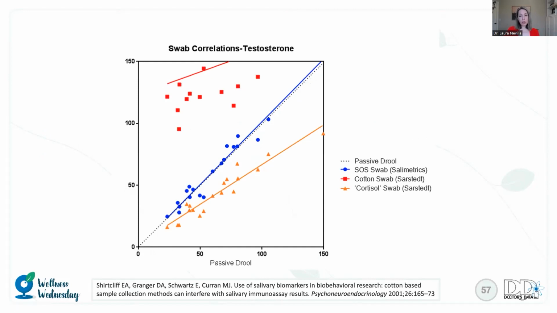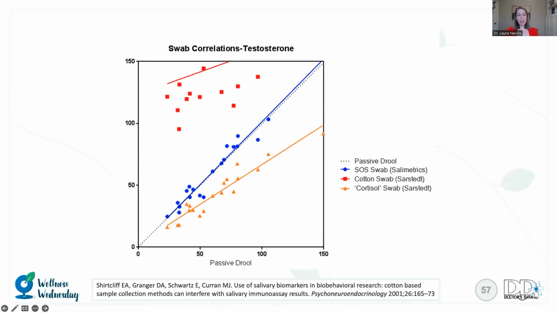If they used a cotton swab, look how not correlating that is. It's much, much higher. And then they used a cortisol swab, something well accepted for cortisol measurements, also not super accurate. Okay. So what they learned from this is that the cotton wad was acceptable for cortisol. That was great. But when they had these plant sterols in the cotton, they were cross-reacting with some of the steroid immunoassays. And so I want to show you this just because these details really matter.